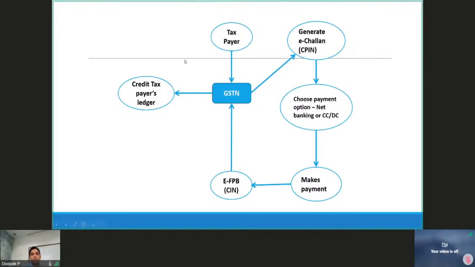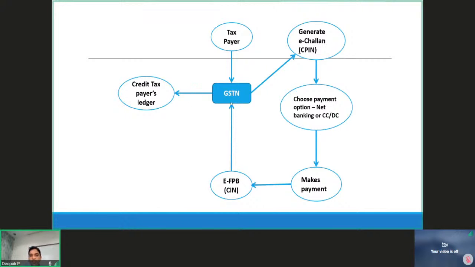So the taxpayer first goes to the GST network, that is the portal, and generates the challan. Once he generates the challan, the CPIN gets generated. There he selects the mode of payment, either net banking, credit card, or debit card. Once he makes the option, it goes to the net banking option of the bank. From there he mentions his login ID, password, bank details, and makes the payment. Once he makes the payment, it goes to the EFPB, the focal point branch, and they, on successful validation, generate the challan. This challan also appears on the GSTN portal. From there, it gets credited to the taxpayer's cash ledger.